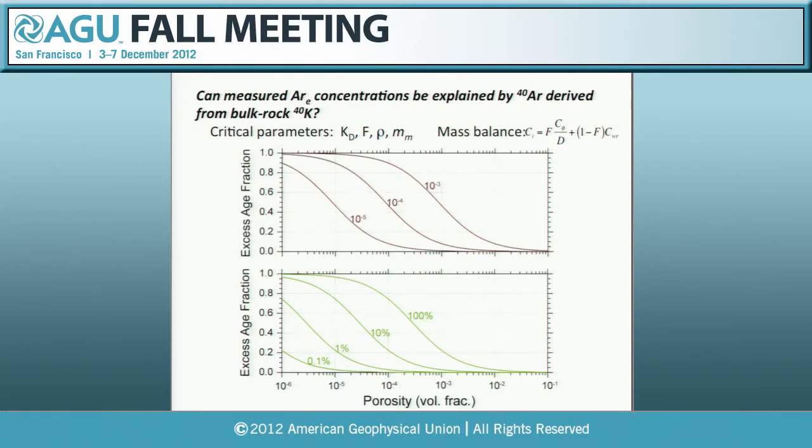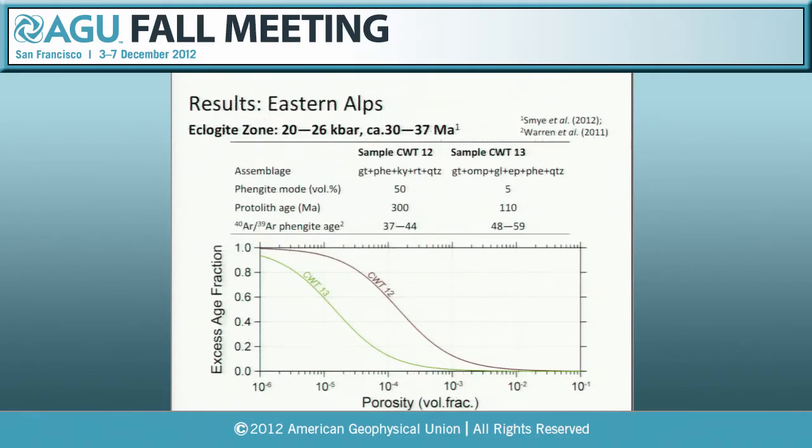So model solutions here are displayed as contours of partition coefficient and modal abundance of mica as a function of both porosity and excess age fraction. So the excess age fraction is, 1 would be the age of the protolith, 0 would be the age of cooling. So you can see that these contours are asymptotic to the fully closed system case, where all the argon is retained in the mica, and you get the age of the protolith, and the fully open system case where all of it's in the fluid. Now let's apply this to two natural data sets.